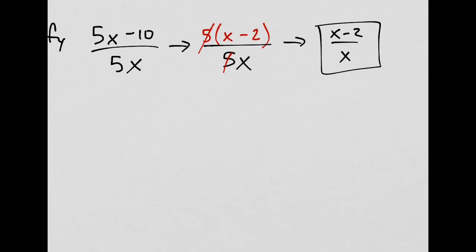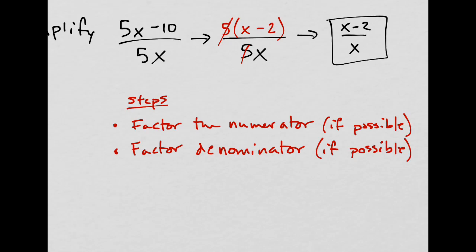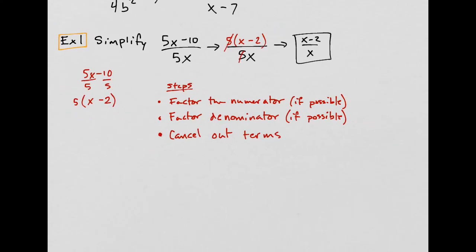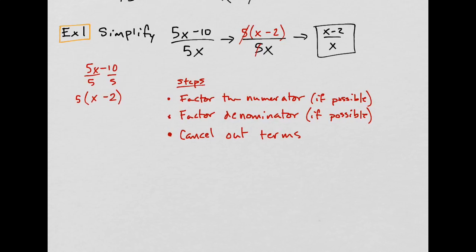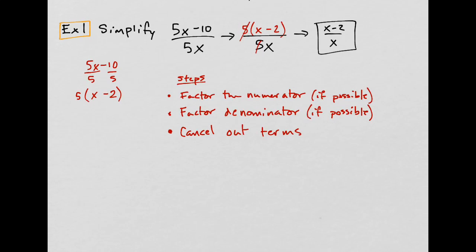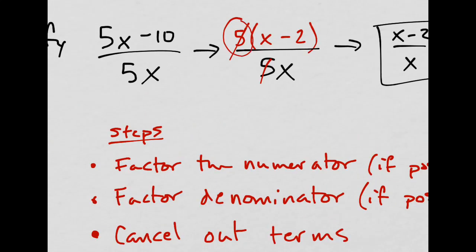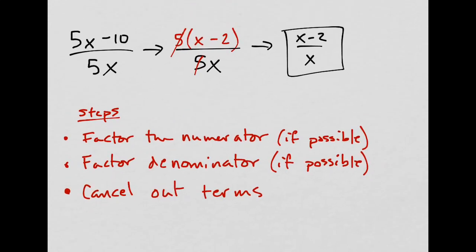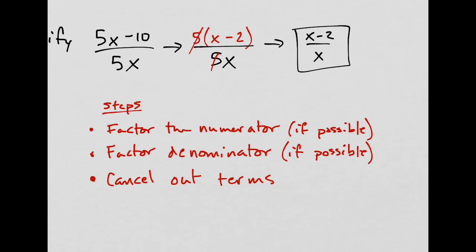So what did we do? Factor the numerator, if possible. We did that here. Factor the denominator, if possible. We did not do that here, but that's what you're supposed to do. And then cancel out terms. What does that mean? It means we take the numerator and write it with parentheses, and then take the denominator and write it with parentheses. If we have the same thing on top and on the bottom, they cancel out to 1, and it's like 1 times this, which is the same thing.